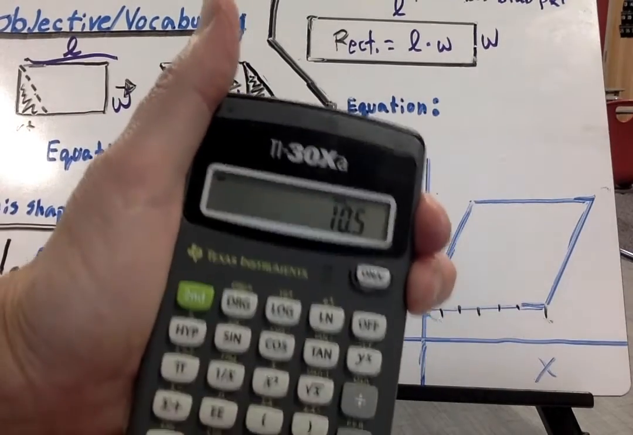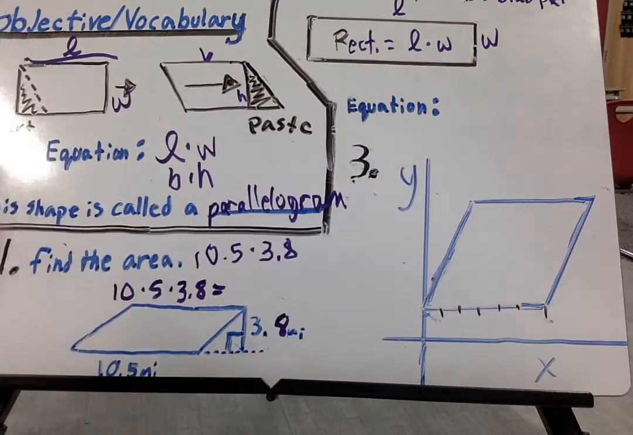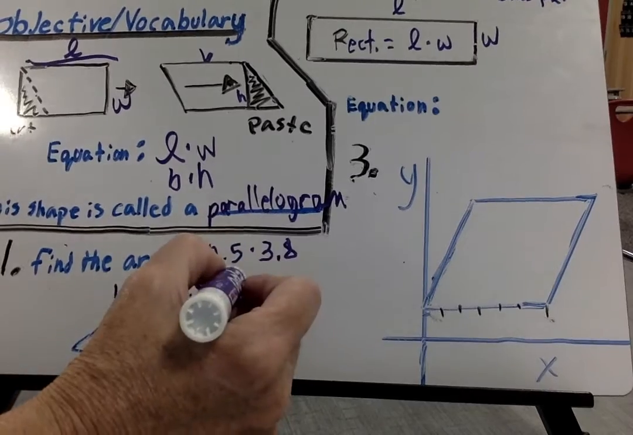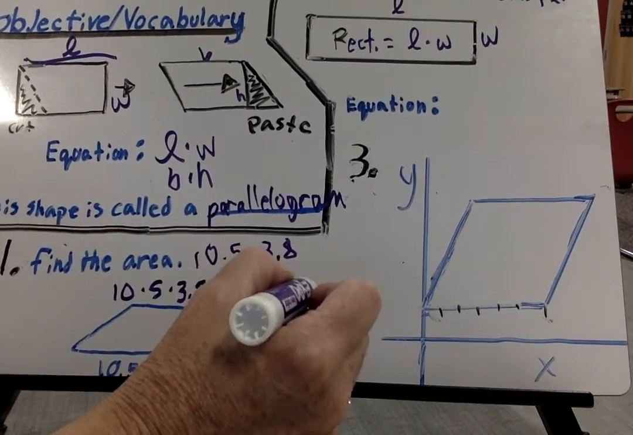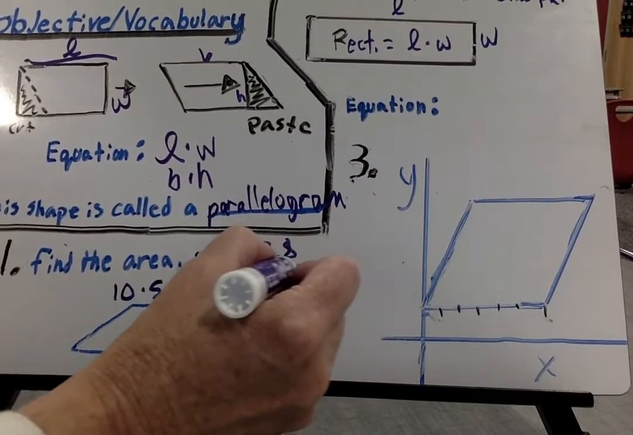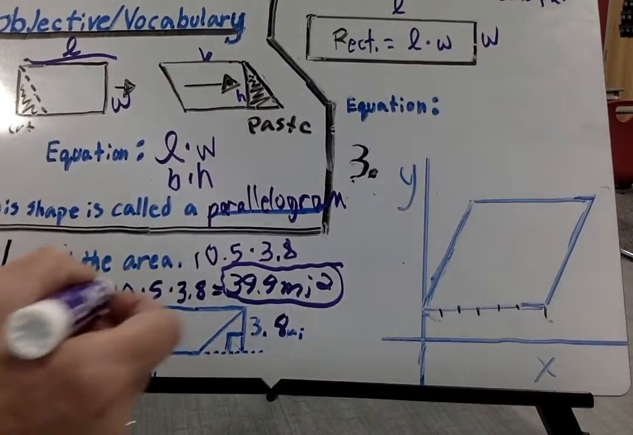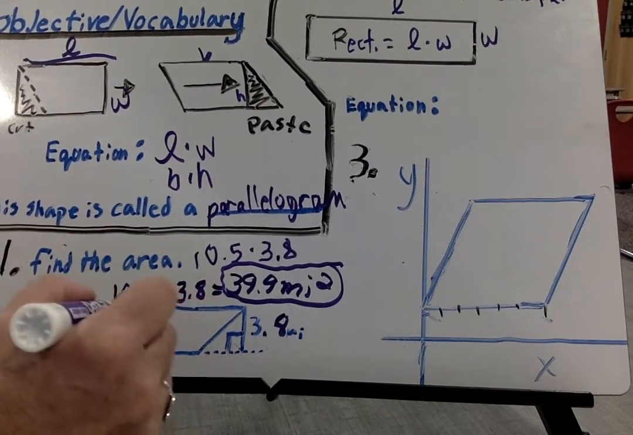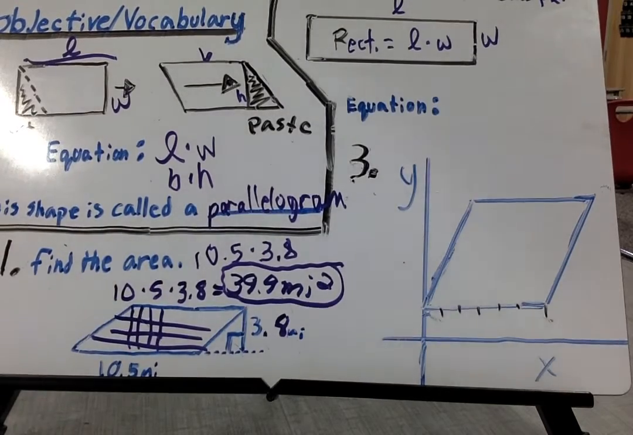10.5 times 3.8, 39.9. So it equals 39.9. Make sure you have units, and all of your units are squared when you're finding area, because it's actually how many little square units each of these would make in here. So that's why it's square units.